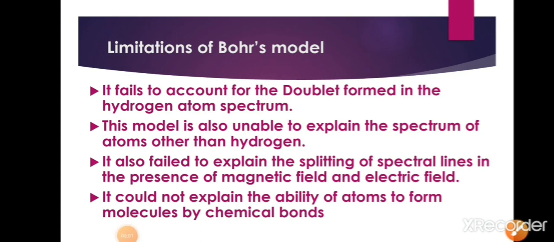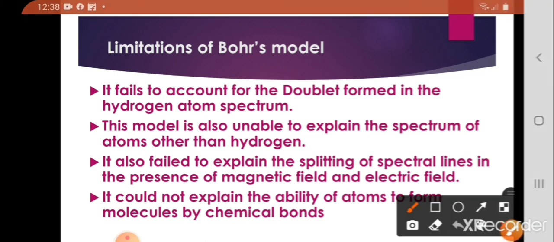Now we will move on to the last part, that is, limitations of Bohr's model. There are mainly 4 limitations we are going to study. The first limitation is that it fails to account for the doublet formed in the hydrogen atom spectrum, which is observed using sophisticated spectroscopic techniques. This model is also unable to explain the spectrum of atoms other than hydrogen.